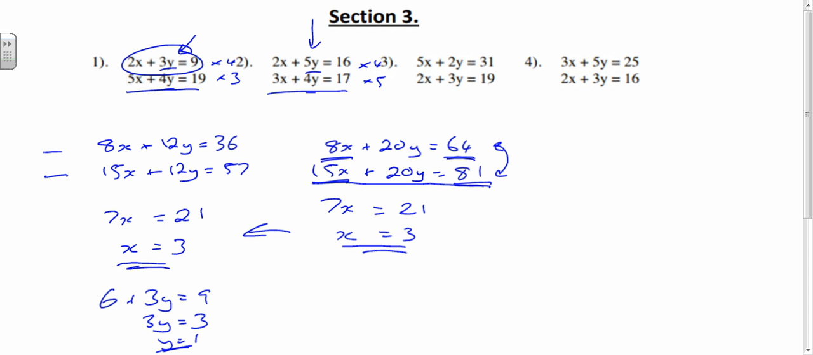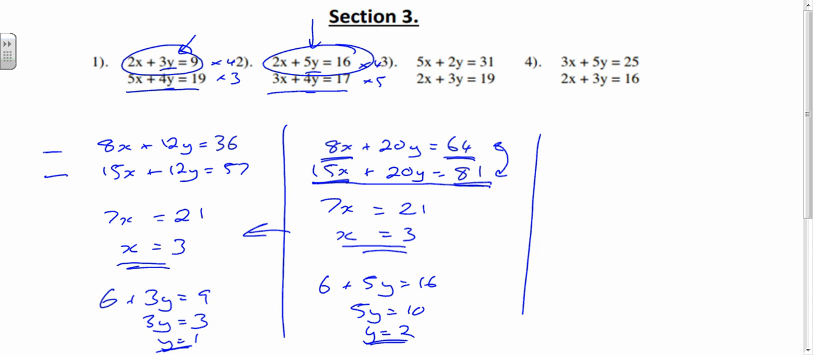Doing that, you're going to substitute it back in. So if I do it in the small one, 2 lots of x is 6, plus 5y equals 16. Take away the 6, 5y equals 10, then divide by 5, y equals 2.